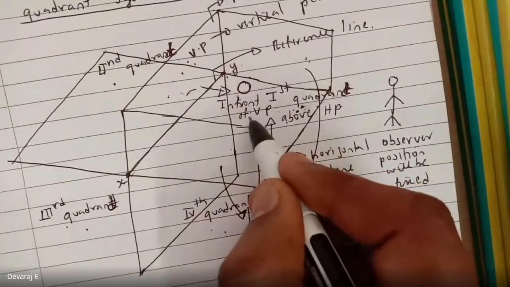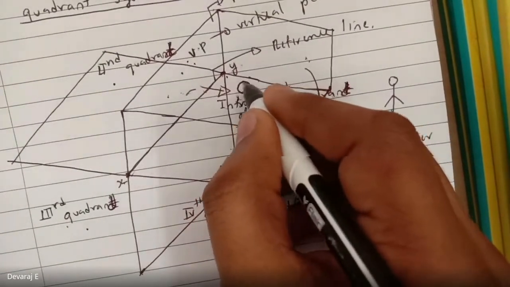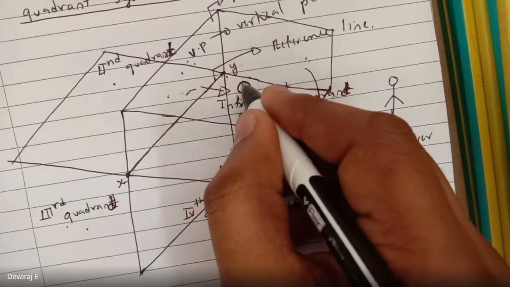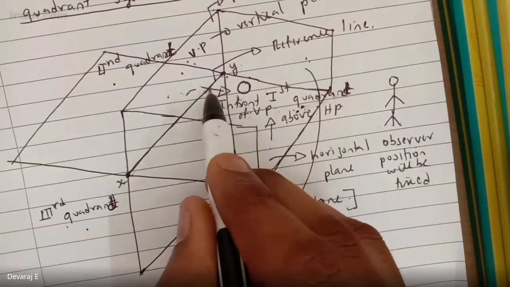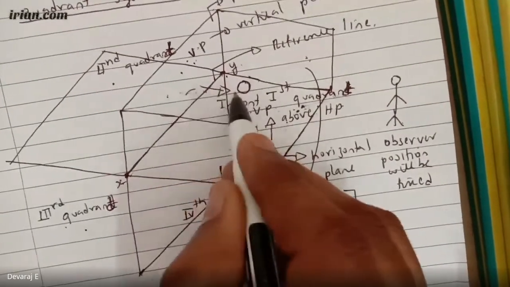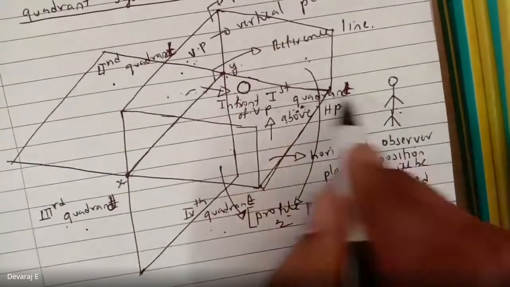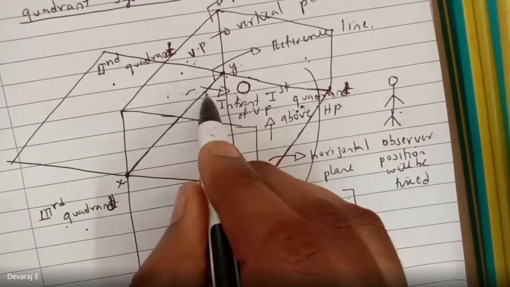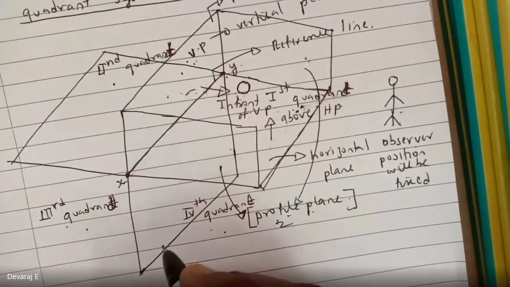In front of VP. See, I'm considering a ball. I've kept it in the first quadrant system. So if I want to speak with respect to the vertical plane and horizontal plane, I say in front of VP because the observer is here, so you can see the ball directly. So it is called in front of VP and above HP in the first quadrant.